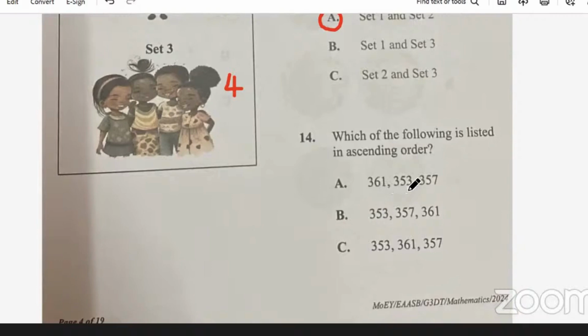361, 353. 353 is less than, so that's not ascending. 353, 357, 361, that's ascending. So the answer would be B. We look at C, 353, then 361, then we're back down to 357. So that's not actually ascending. Went up, then it went back down.